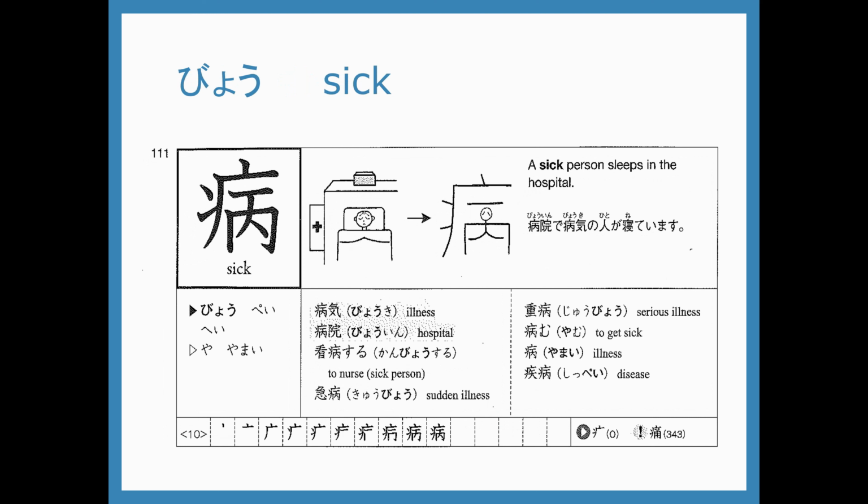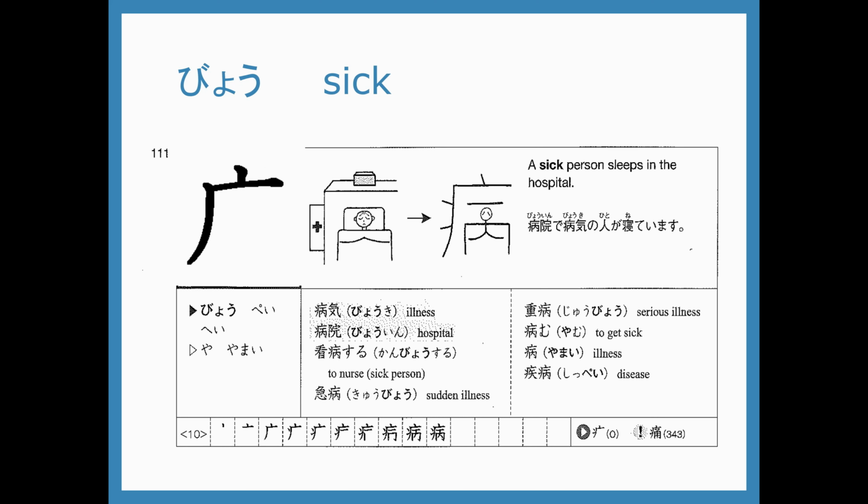Our next kanji is byo. This is the byo in byoki and also the byo in byoin. So it means to be sick. We start here on the outside. This part on the outside is often used for kanji that have to do with being sick or not feeling well.